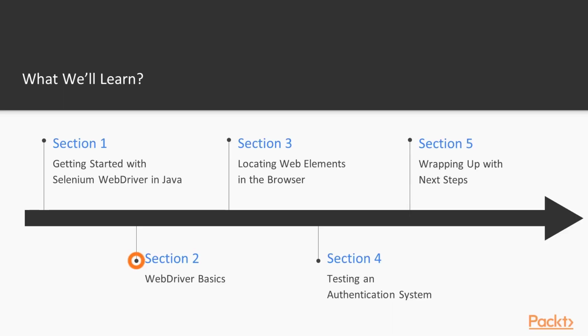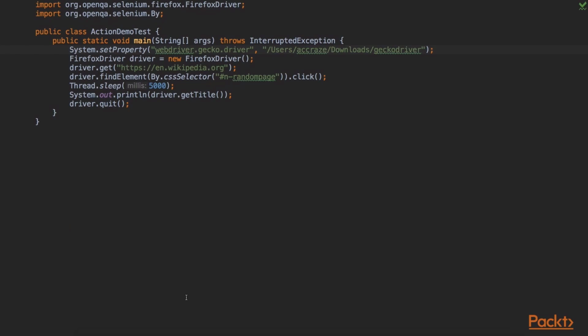In section 2, we'll start to show you WebDriver basics. So what I mean by basics are various actions that you would perform manually in a web browser. WebDriver has many different methods that allow you to automate those actions that you would do by clicking and typing and things like that. We'll introduce you to these actions by showing you how to do a random Wikipedia search using nothing but Java code.